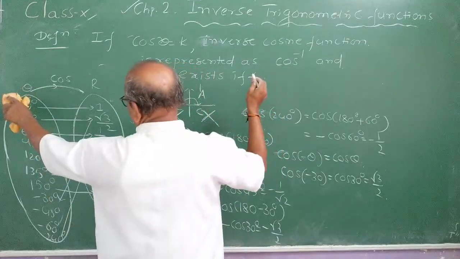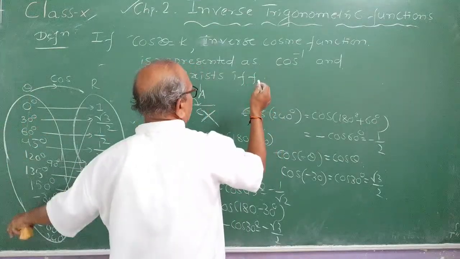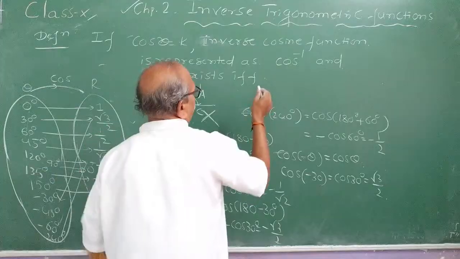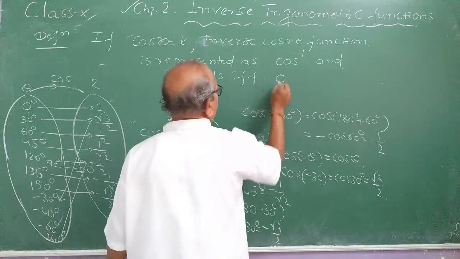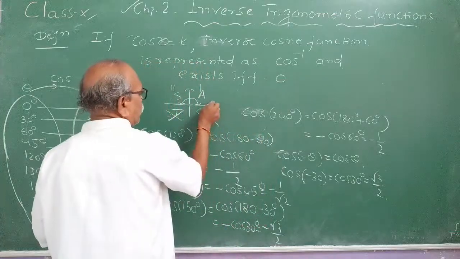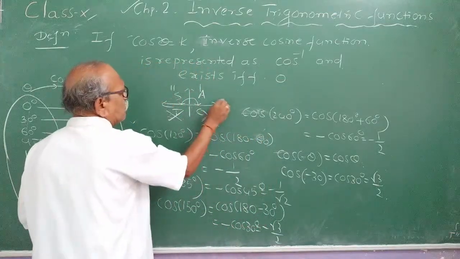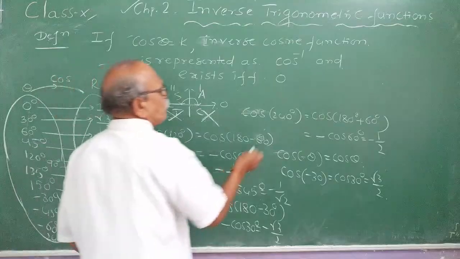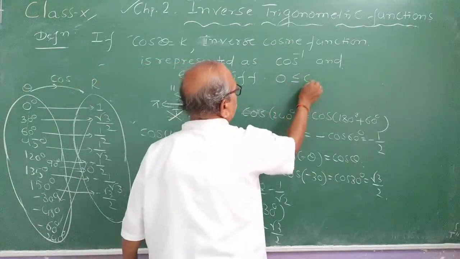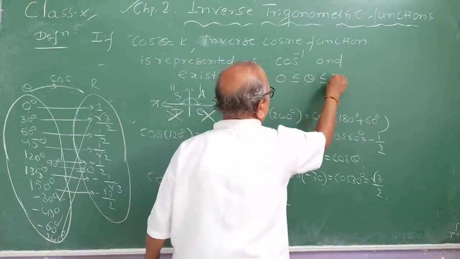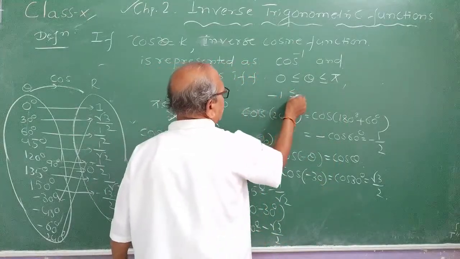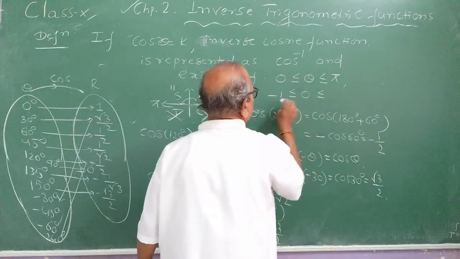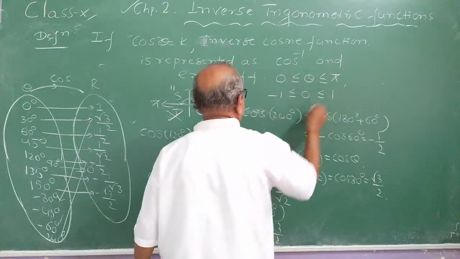What is the domain here? Domain is angle, range is the value, right? Theta lies between 0, from 0 means first and second quadrant, means 0 to what? Pi. 0 is less than or equal to theta, theta is less than or equal to pi, and the value will be minus 1 is less than or equal to k, less than or equal to plus 1.